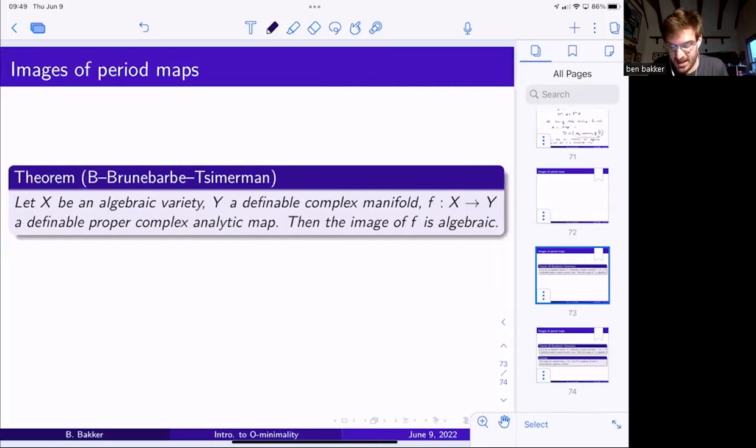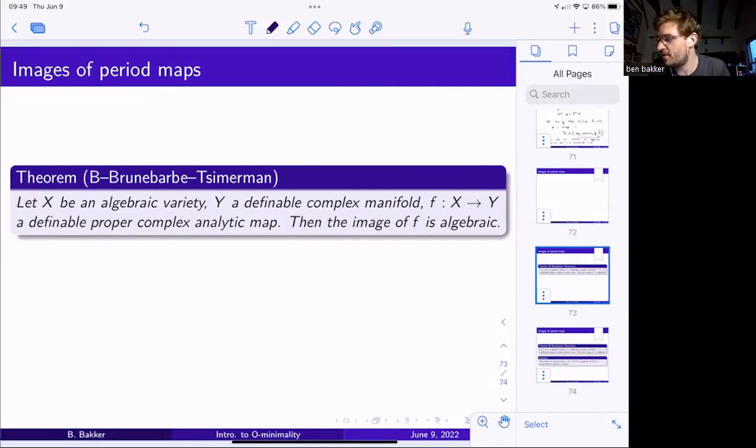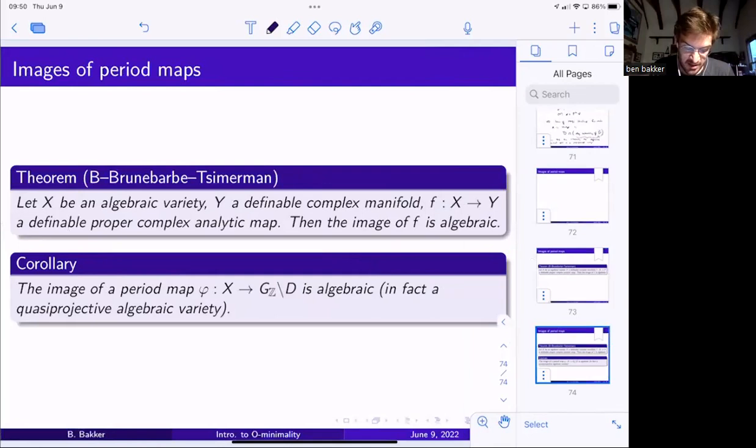The key point is you have to upgrade the whole definable complex analytic machinery to a reasonable machinery of definable coherent sheaves. But the corollary, which is interesting, is that we're exactly in this situation. We have a definable complex manifold, which is non-algebraic, but we have algebraic varieties that map definably to it. Therefore we can apply this theorem, and we get that the image of any period map is an algebraic subvariety of D mod GZ. In fact, it's a quasi-projective algebraic variety.